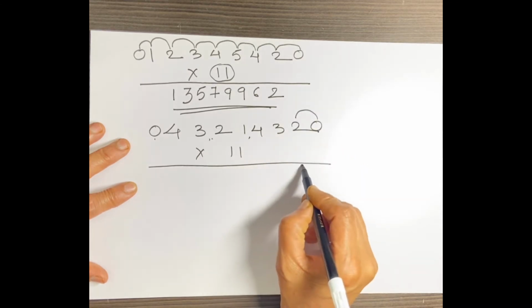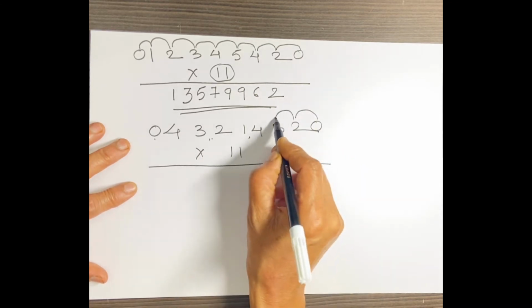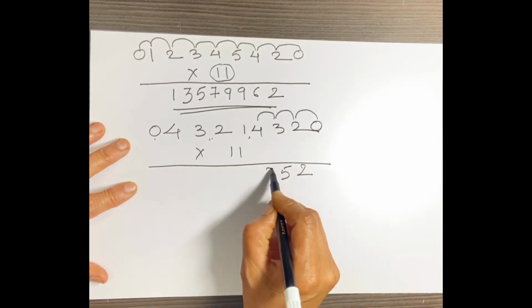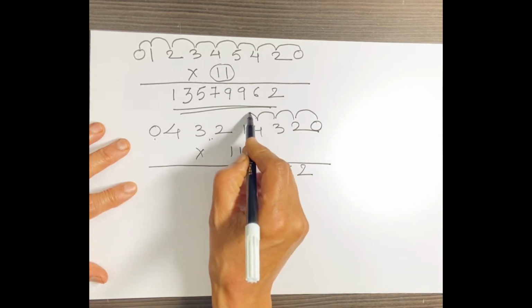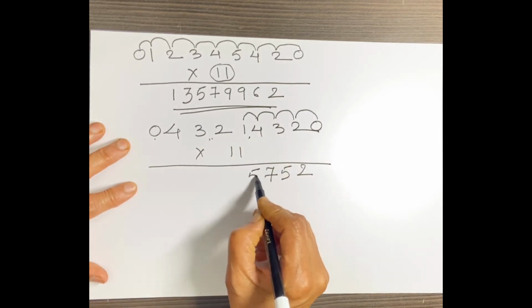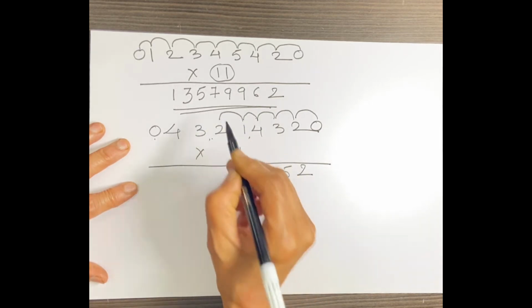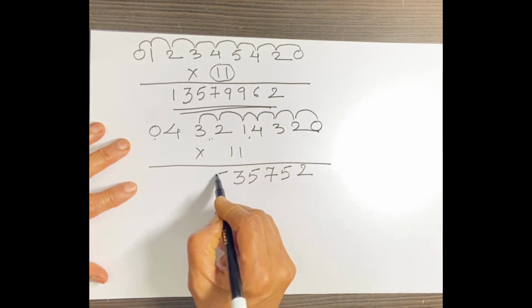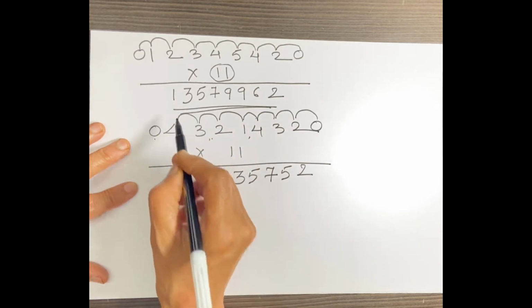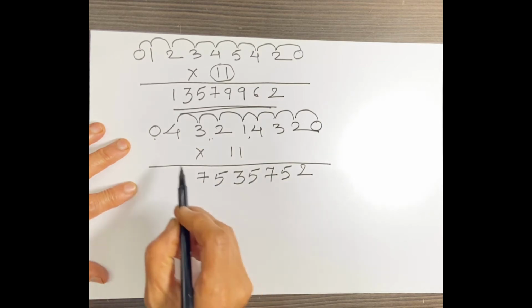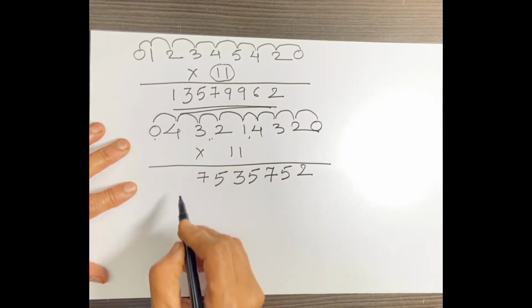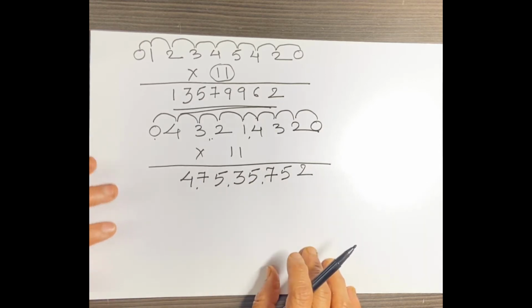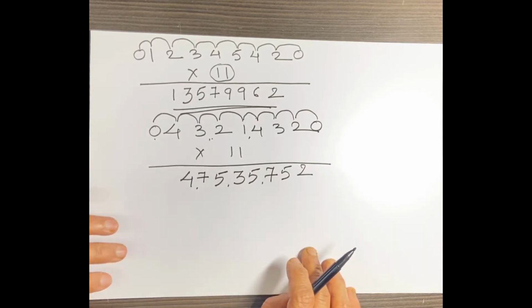0 plus 2 is 2, 2 plus 3 is 5, 3 plus 4 is 7, 4 plus 1 is 5, 1 plus 2 is 3, 2 plus 3 is 5, 3 plus 4 is 7, 4 plus 0 is 4. So this much bigger answer we are calculating in some seconds only.